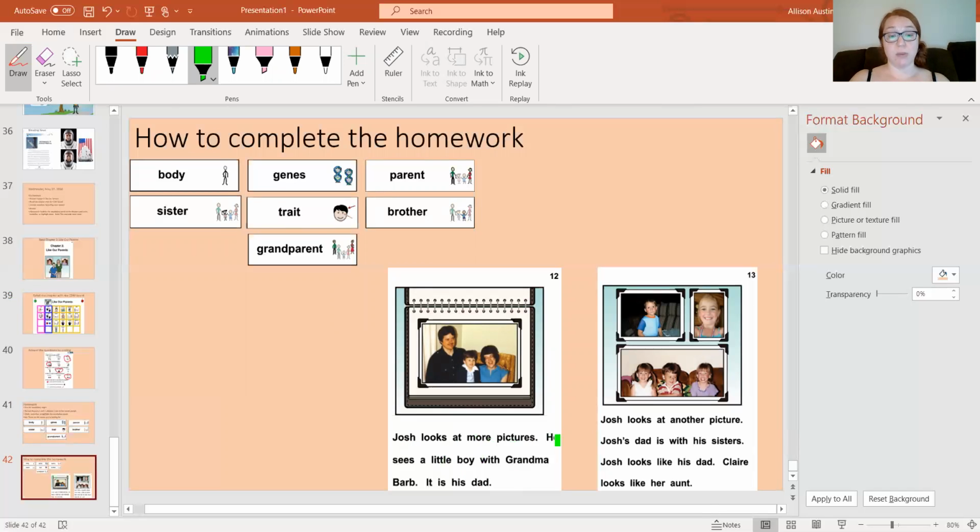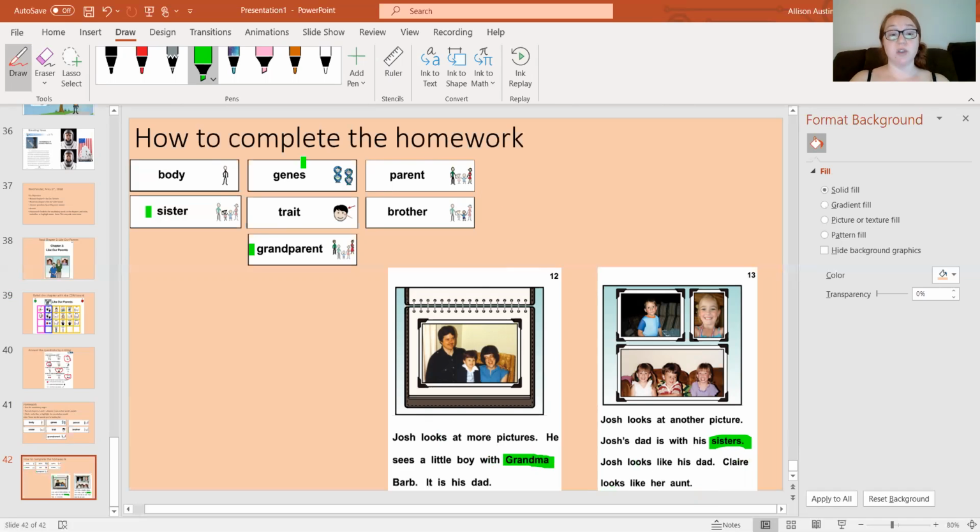So Josh looks at more pictures. He sees a little boy with grandma. Well, here's grandparent, right? Here's the vocabulary word grandparent. So if you want to, you can highlight the word grandma. Then on page 13, it says, Josh looks at another picture. Josh's dad is with his sisters. Well, here's the word sister. So you're going to highlight the word sister. Josh looks like his dad. Claire looks like her aunt.